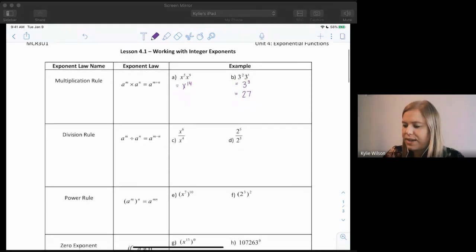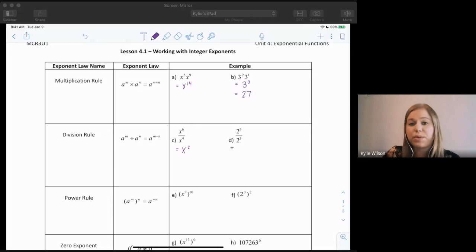Okay, our next rule is our division rule. So if I have two things with the same base, so I have a to the power of m divided by a to the power of n, I keep my base and I subtract my exponents. So for example, if I have x to the power of 6 divided by x to the power of 4, keep the base and subtract my exponents. So 6 minus 4 is 2.